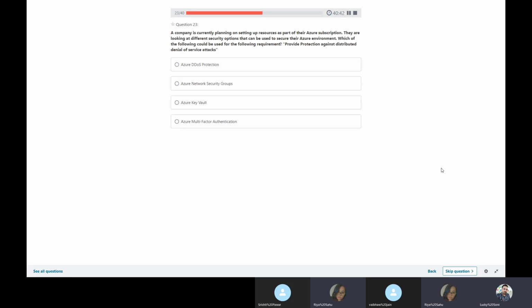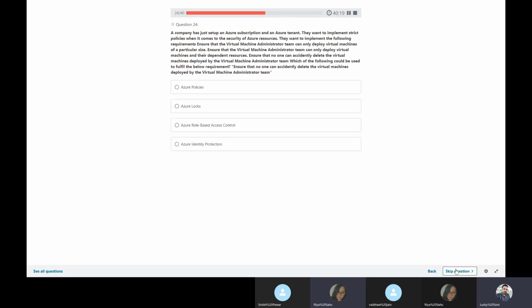A company is currently planning on setting up resources as a part of their Azure subscription. They are looking at different security options that can be used to secure their Azure environment. Which of the following could be used for the following requirement? Provide protection against distributed denial of service attacks. Azure DDoS Protection, correct?